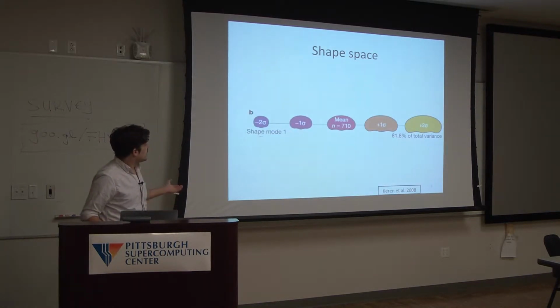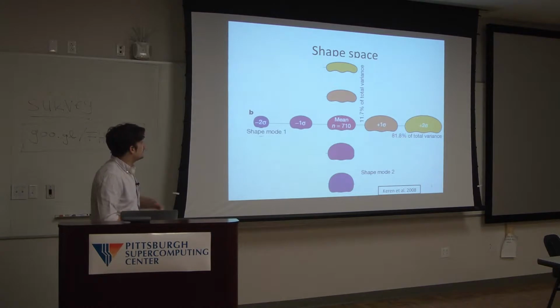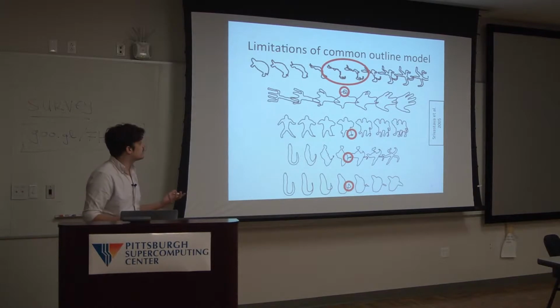So here is one such mode where we see that essentially the cell is increasing in size. And this is exactly what we would like to do as well. And additionally, you can look at another mode of variation, and you see that it sort of turns from a circular shape to an elongated shape. But there are limitations for this outline model given particularly complex shapes.